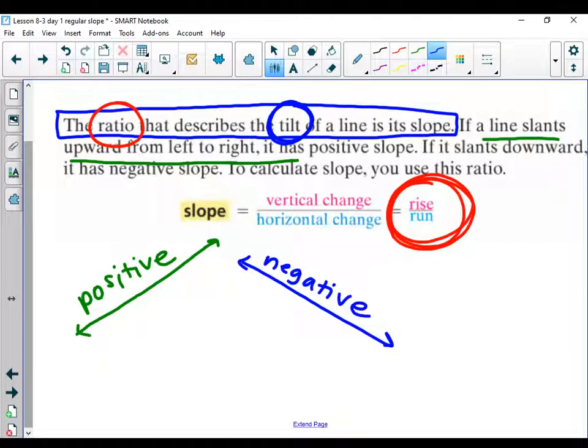How can you tell that one's pointing down? Oh, such a great question, Preston. You read lines like you read books. So you start on the left and go to the right. If it's going up left to right, that's positive. If it's going down left to right, that's negative. So you read it left to right like a book or a sentence. Specific questions about any of that?